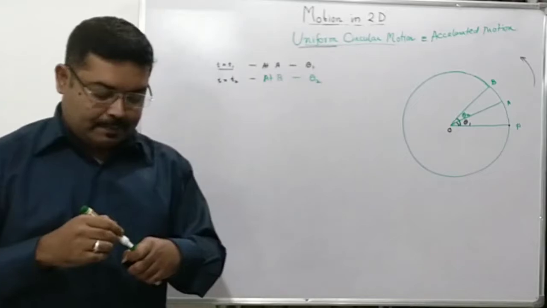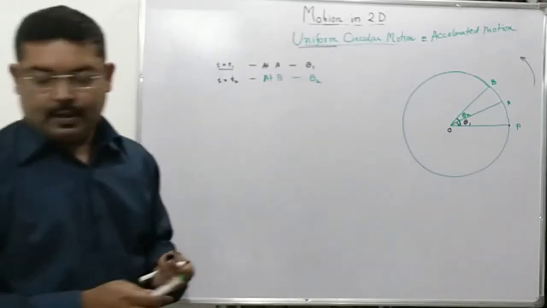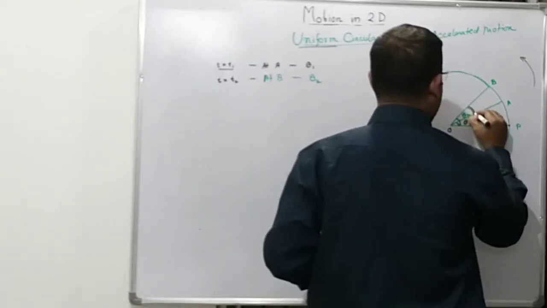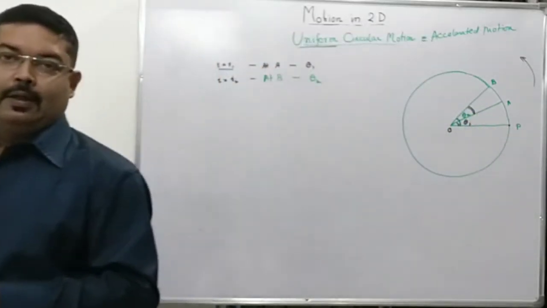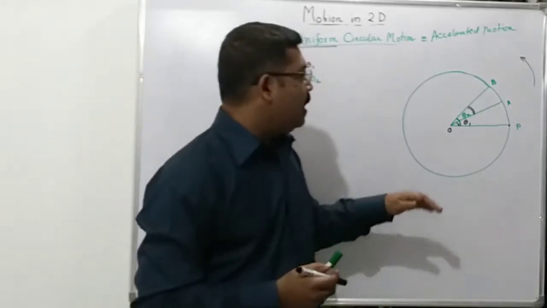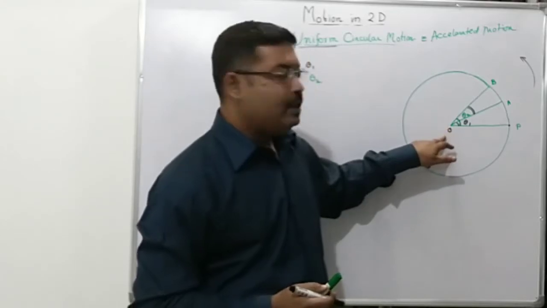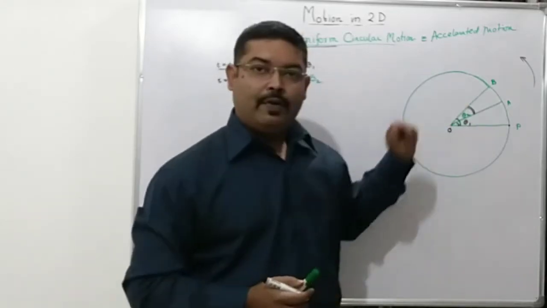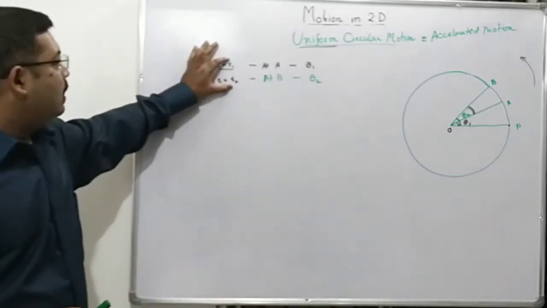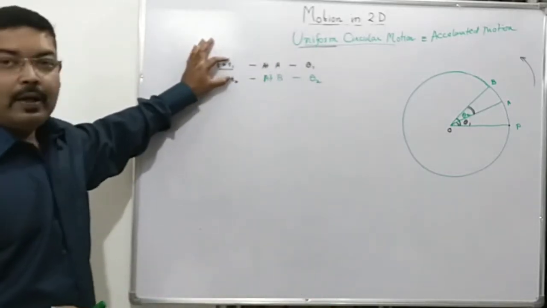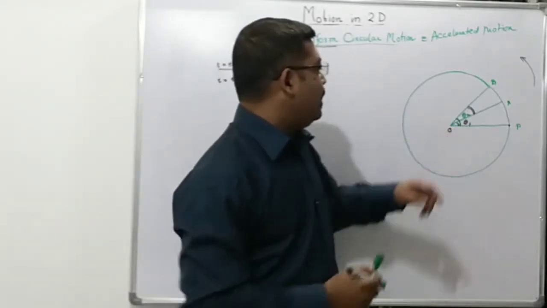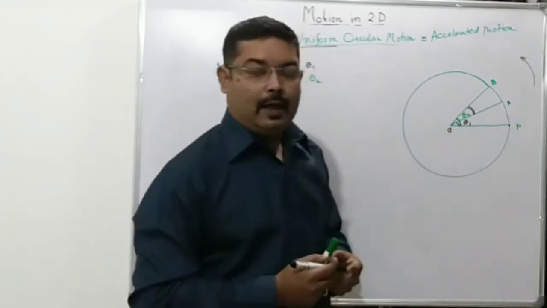So, what is the angular displacement? Now, when I say angular displacement, what is meant by angular displacement? Angular displacement of an object in uniform circular motion is the angle subtended at the origin by the object over a given period of time. So, from t1 to t2, in the time period of t2 minus t1, the object has moved from A to B. So, it has subtended this angle at the origin.